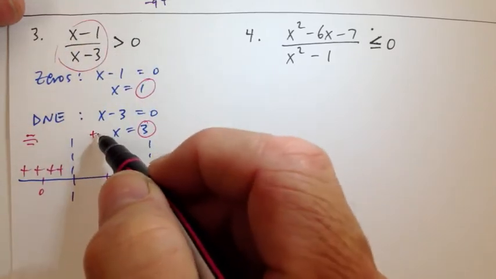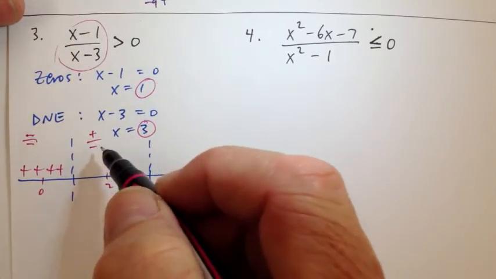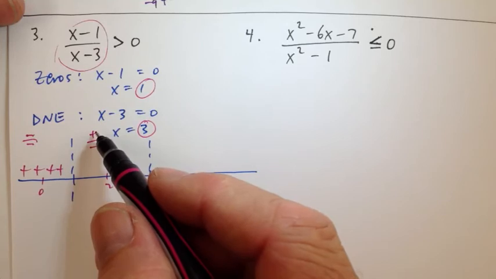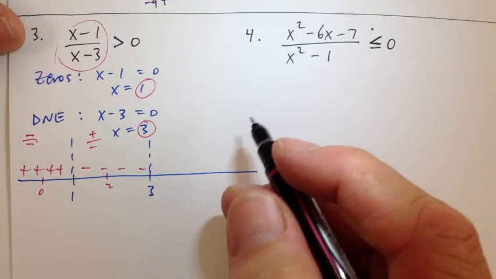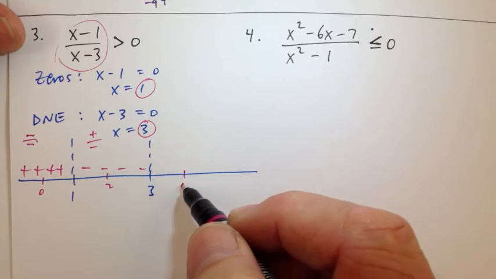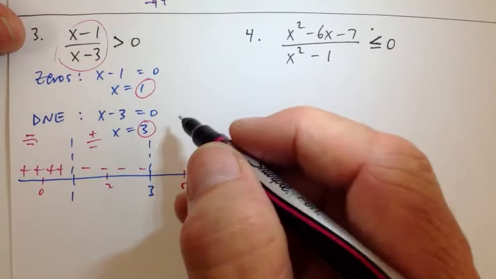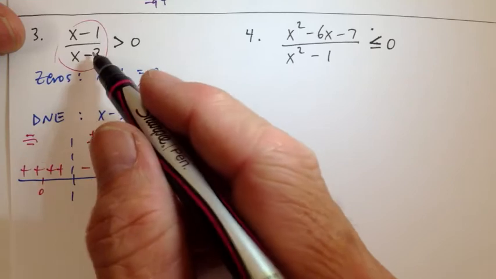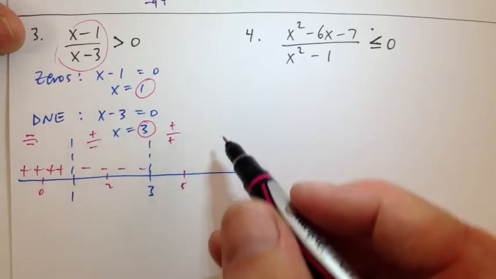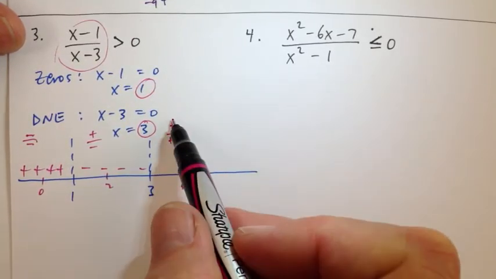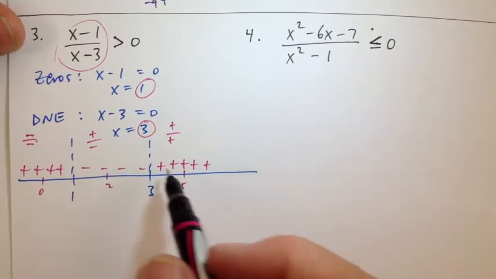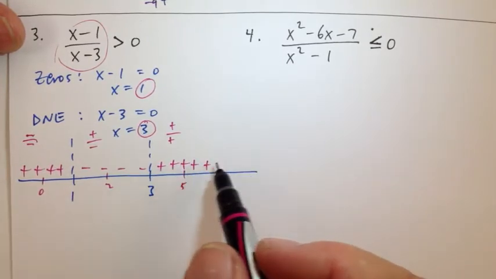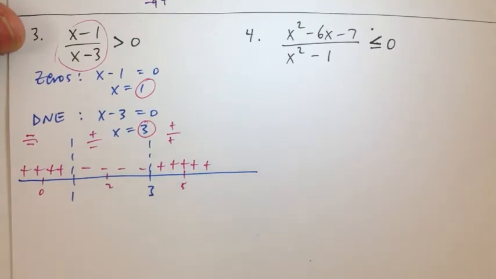Okay. Then in between 1 and 3, let's pick 2. 2 minus 1 is a positive number, but 2 minus 3 is a negative number. So we end up having a positive divided by a negative, which we know is negative. Okay. And then to the right of 3, let's pick 5. 5 minus 1 gives us a positive number. 5 minus 3 gives us a positive number. In fact, any number bigger than 3 is going to be positive divided by a positive, so therefore positive values for the function to the right of 3. So now we have everything we need.